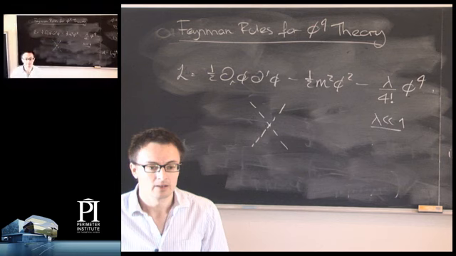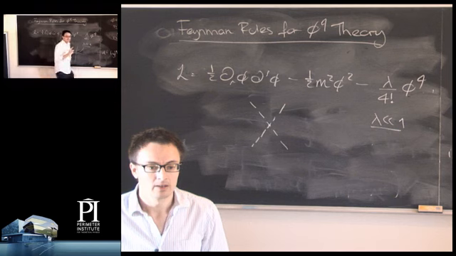Why not phi to the 3? Yeah, we could have phi cubed. The problem is that phi cubed looks like this. Now, this is minus the potential energy. So the potential energy is this plus this. If you've got phi cubed, it's a theory whose energy is unbounded below, because it can just run off.